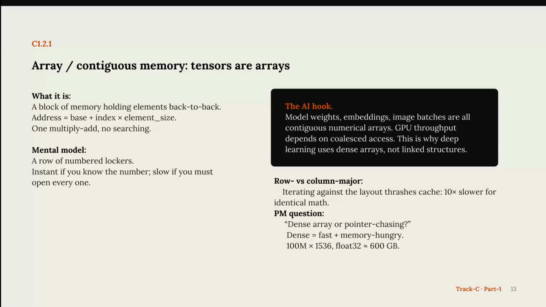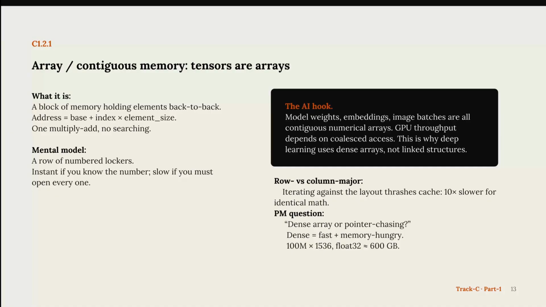An array is just a block of memory holding elements back to back. If you had to find the address of an element, all you have to do is compute base plus index times element size. You only do two operations, a multiply and an add. There is no searching required, so the big O notation is O of 1.